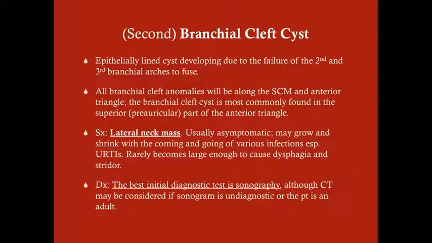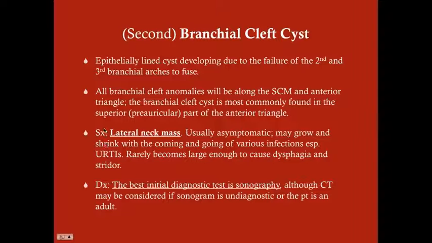Typically, the branchial cleft cyst is found in the superior part of the anterior triangle, and a lot of times it's considered in the preauricular position. If you look at the sternocleidomastoid, it goes all the way up to the mastoid process, and that's right up next to the ear. So a lot of times you see the cyst right up, just posterior or anterior to the ear. So around the ear, preauricular, within that anterior triangle.